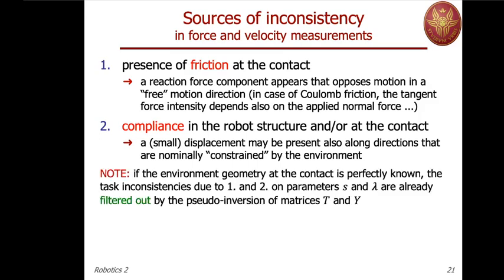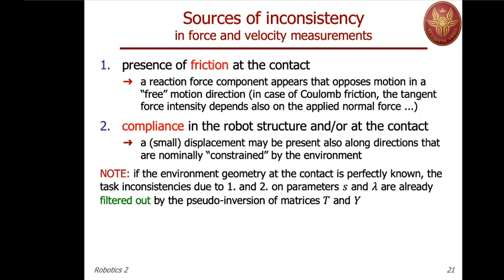Now, if the geometry of the contact is perfectly known, then the fact that we are getting forces measured along directions where we don't expect them, or measured velocities, or computed velocities based on measurement, along directions where we don't expect velocities, these inconsistencies are automatically handled by the filtering of the pseudo-inversion with the matrices T and Y, which generates the actual parameters s, s dot and lambda that are used for the control law. So this is being recovered.